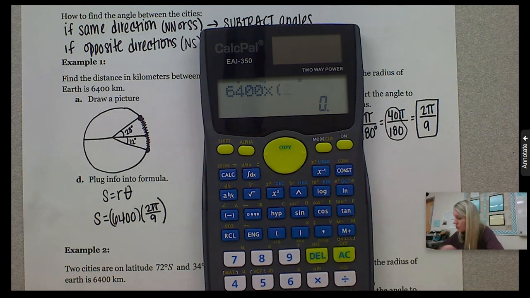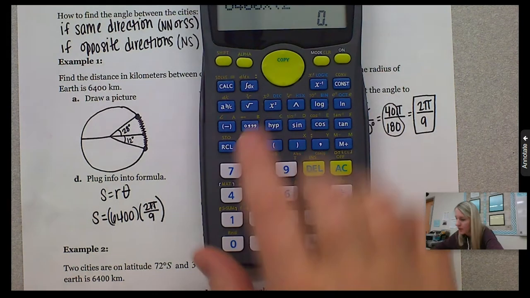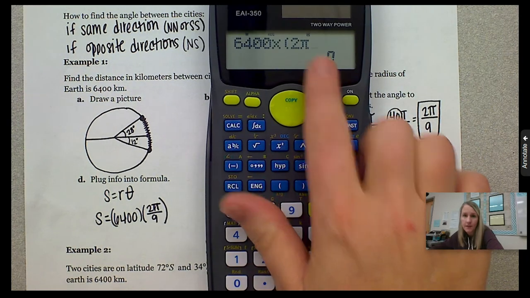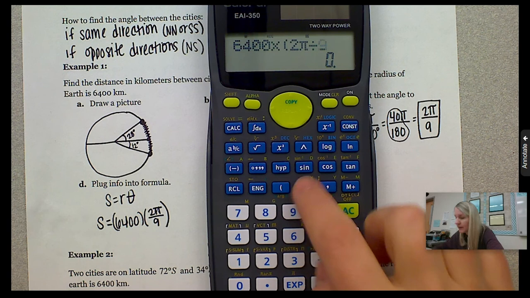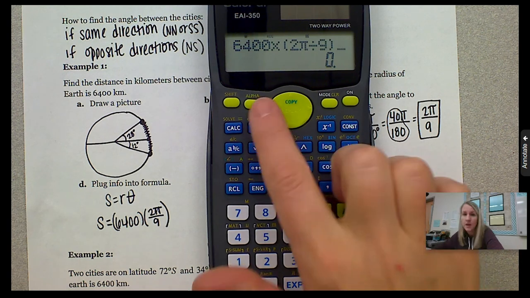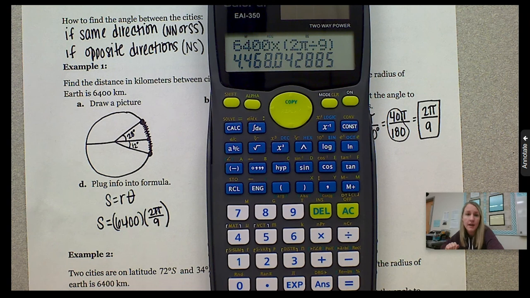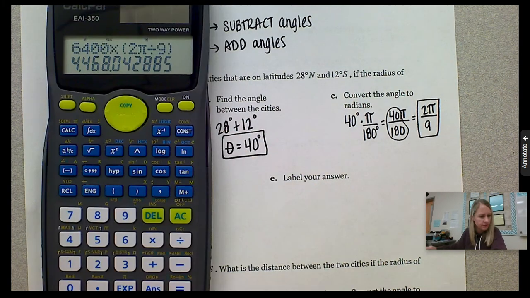So I'm going to do 2. I'm going to find my pi symbol. I can't see it, so sorry. See how it's above right there? So I'm going to hit shift and that key. And then see my pi is in because I just want a decimal. And then divided by 9. So 6,400 times 2 pi over 9, and I hit enter. And I get 4,468.